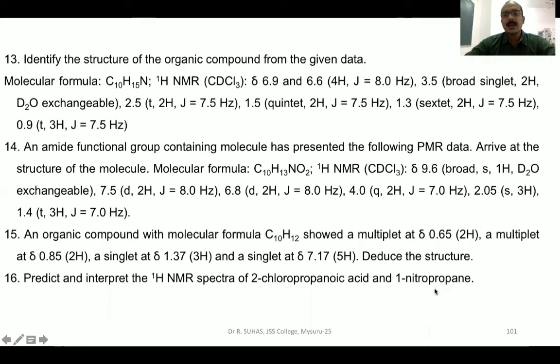1-nitropropane is very simple. Write propane, 3 carbon atoms. At the first carbon, you put a nitro group. Why we are giving these practice problems is because when the functional group or the neighbor's electronegativity changes, the spectrum also changes. So you just have to practice this.